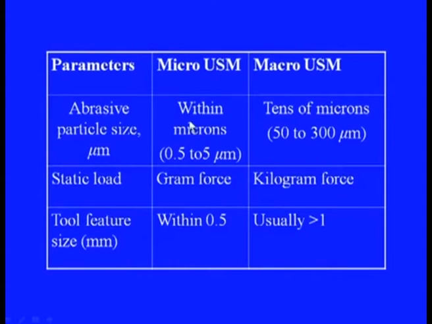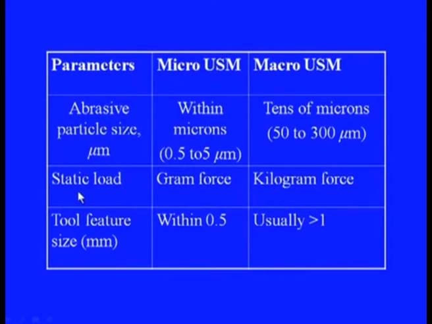Then as far as abrasive particle size is concerned, here also a significant difference is there. In case of micro USM, the maximum particle size used is 5 micron, whereas in case of macro USM the particle starts from 50 micron and it can go up to 300 micron or so. And the recent trend in micro USM is where the less than 1 micron particles are being used, and this is giving very good results as well.